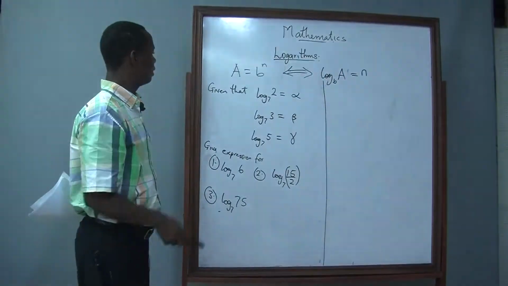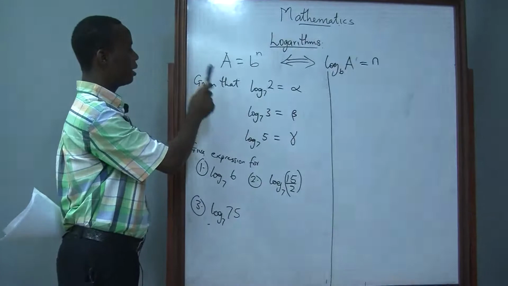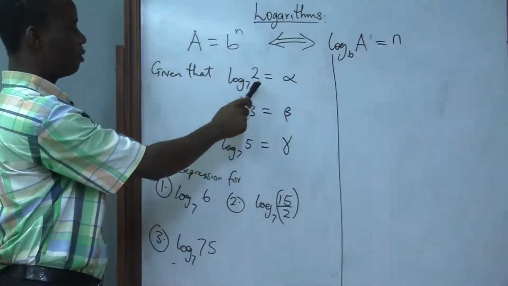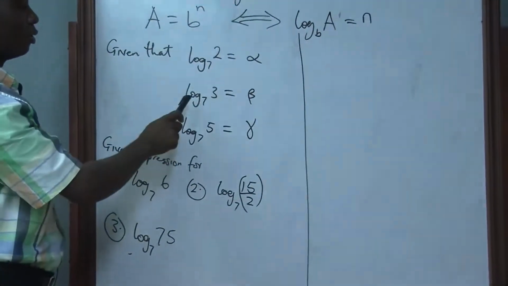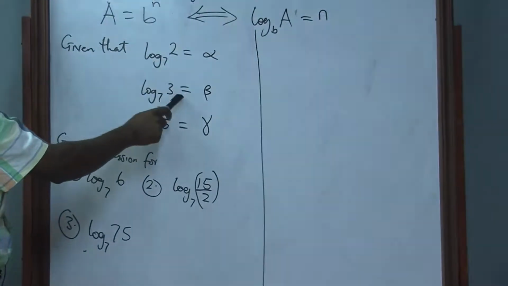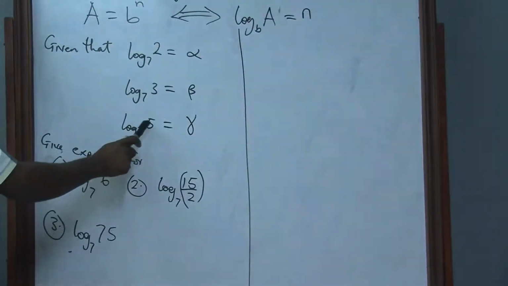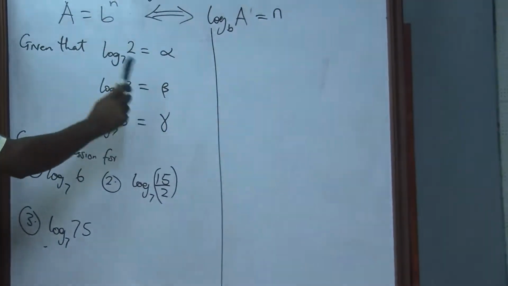Another example here: given that log 2 in base 7 equals alpha, log 3 in base 7 equals beta, log 5 in base 7 equals gamma.